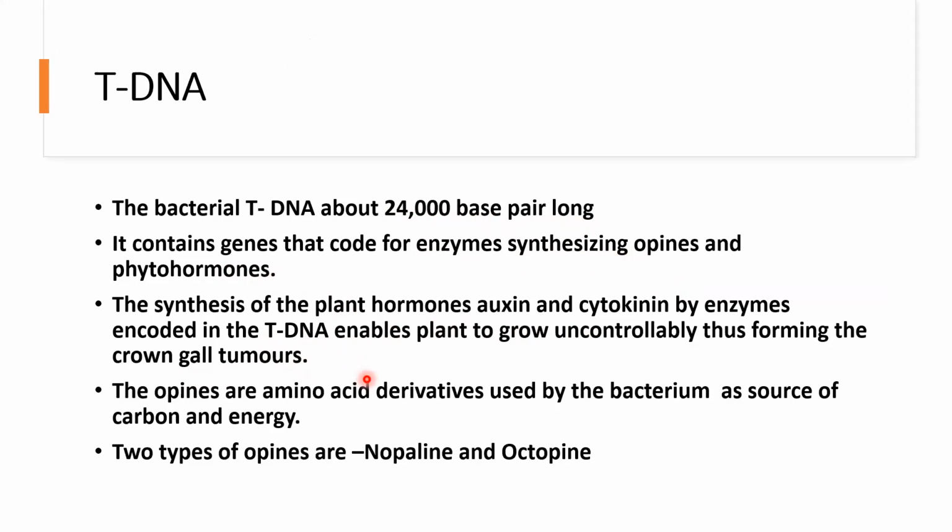Now, nopaline and octopine are two types of opines present. Basically, what are opines? They are amino acid derivatives used by the bacterium as a source of carbon and energy. Nopaline and octopine provide carbon and necessary energy for bacterial growth and proliferation, helping in multiplication of the bacteria.